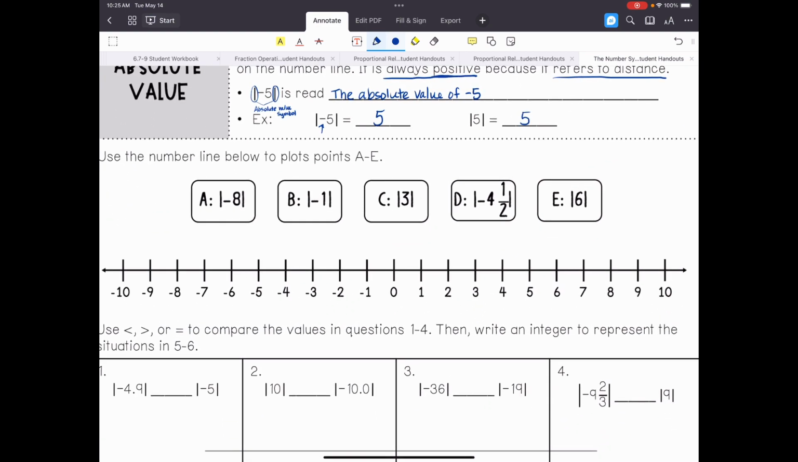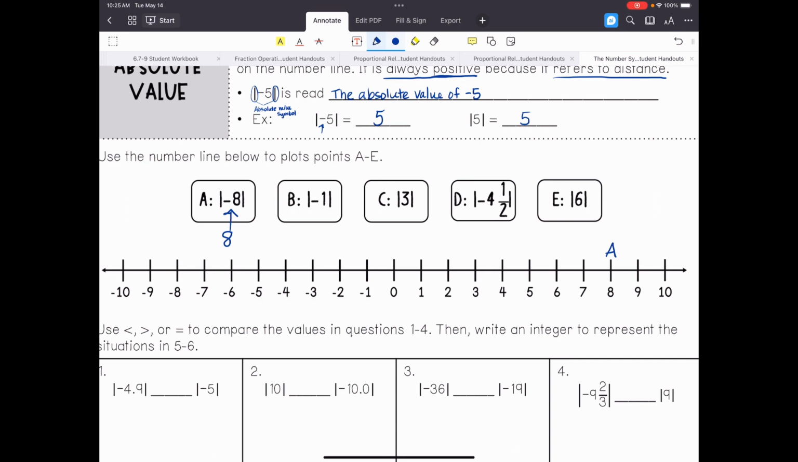So use the number line below to plot points A through E. Now remember, this is not asking me to plot the point of -8. It's asking me to plot the absolute value of -8. And the absolute value of -8 is actually +8. So I'm going to plot A at +8, because it's not asking me to put it at -8, it's asking me to put it at the absolute value.